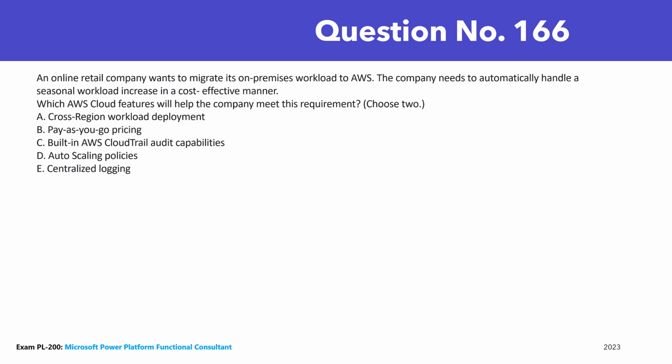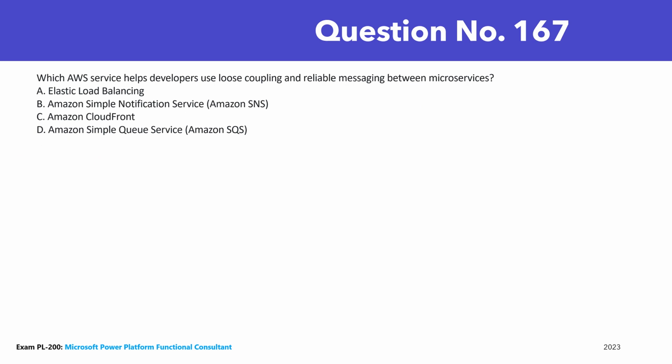An online retail company wants to migrate its on-premises workload to AWS. The company needs to automatically handle a seasonal workload increase in a cost-effective manner. Which AWS Cloud features will help the company meet this requirement? Choose 2. A. Cross-region workload deployment. B. Pay-as-you-go pricing. C. Built-in AWS CloudTrail audit capabilities. D. Autoscaling policies. E. Centralized logging. Correct answer, B, D. Which AWS service helps developers use loose coupling and reliable messaging between microservices?